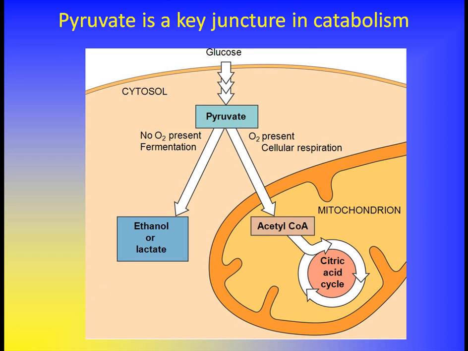This pyruvate molecule then is the key junction in catabolism, in the breakdown of our food. If oxygen is present, we will continue to break pyruvate down. If oxygen is not present, we will be going into some form of fermentation, either ethanol or alcoholic fermentation, or lactate or lactic acid fermentation.